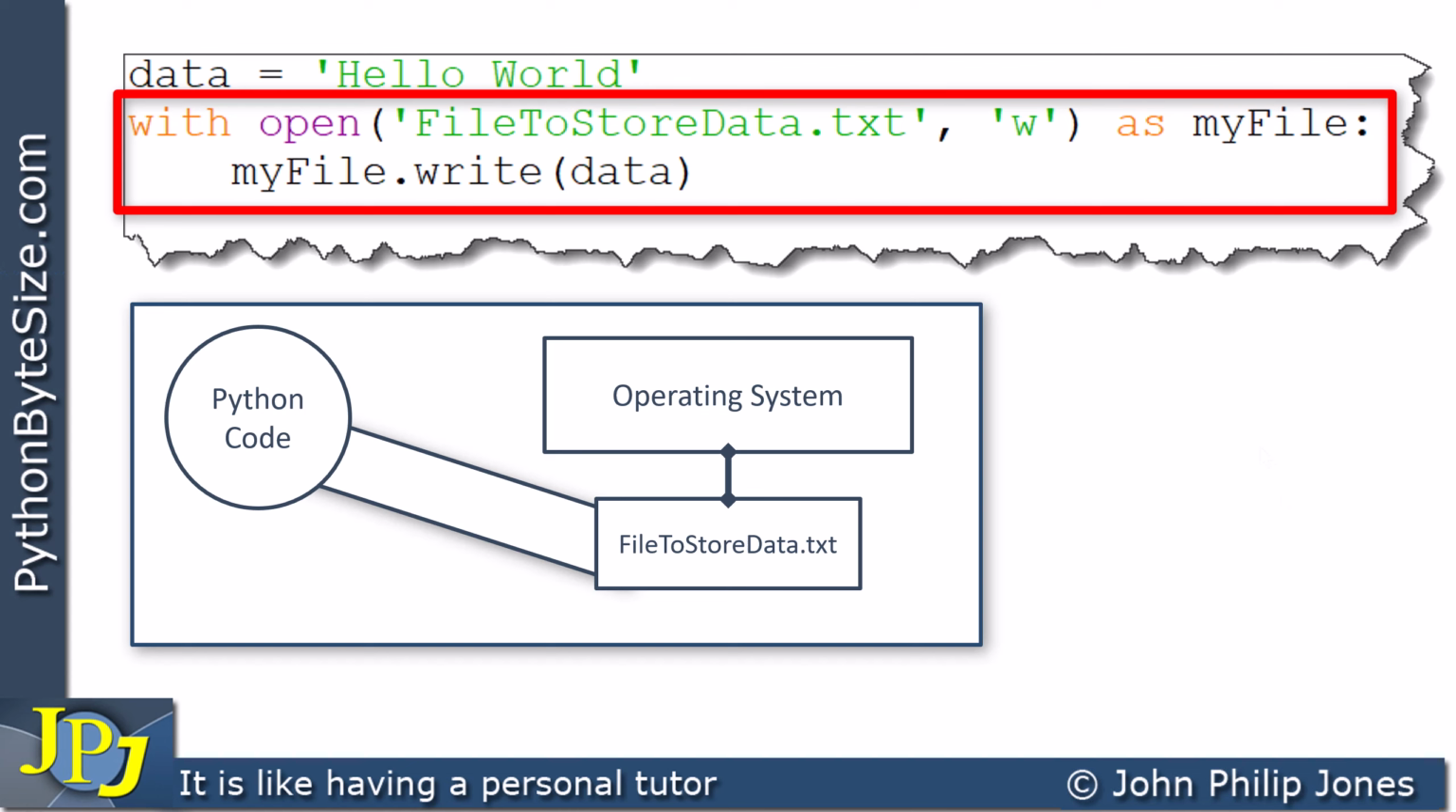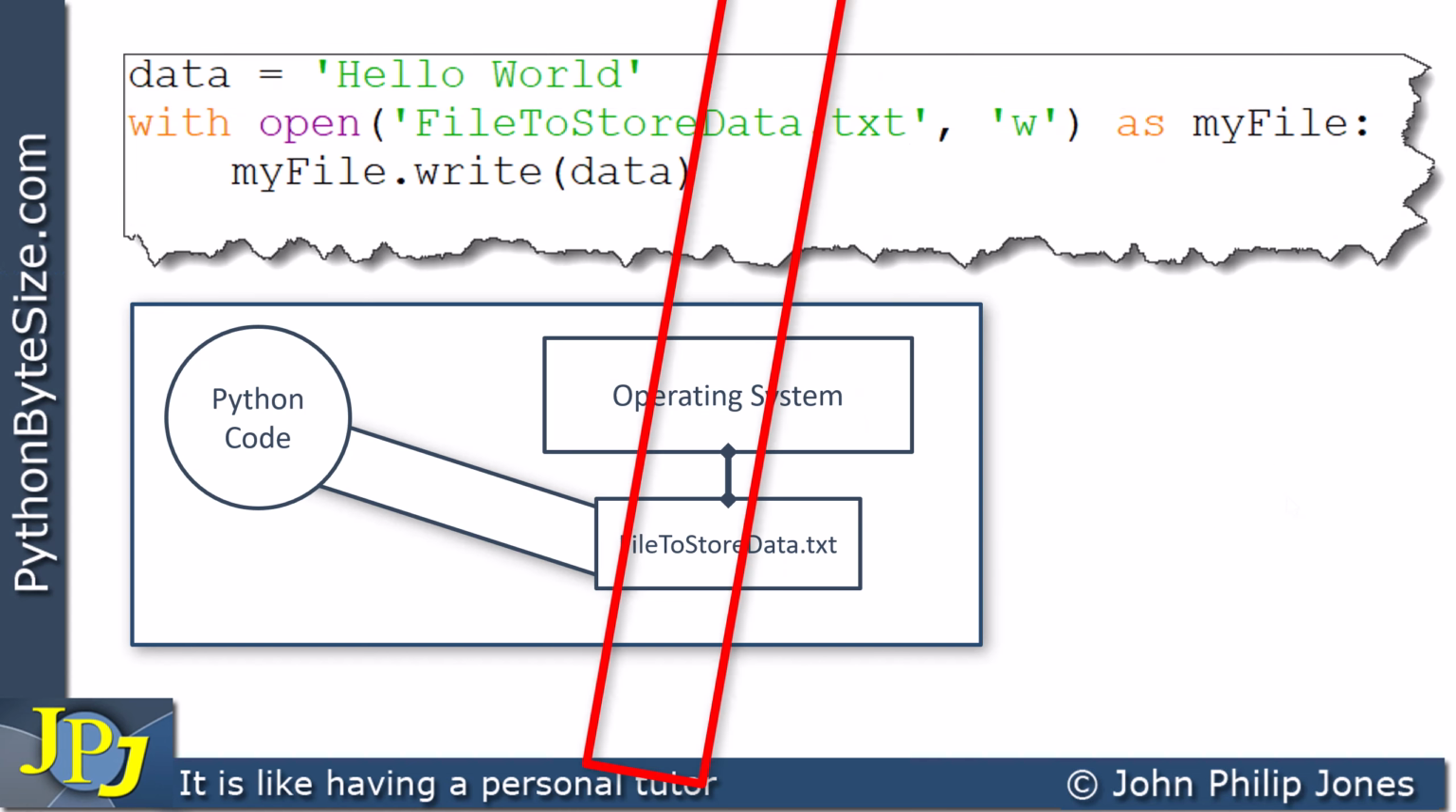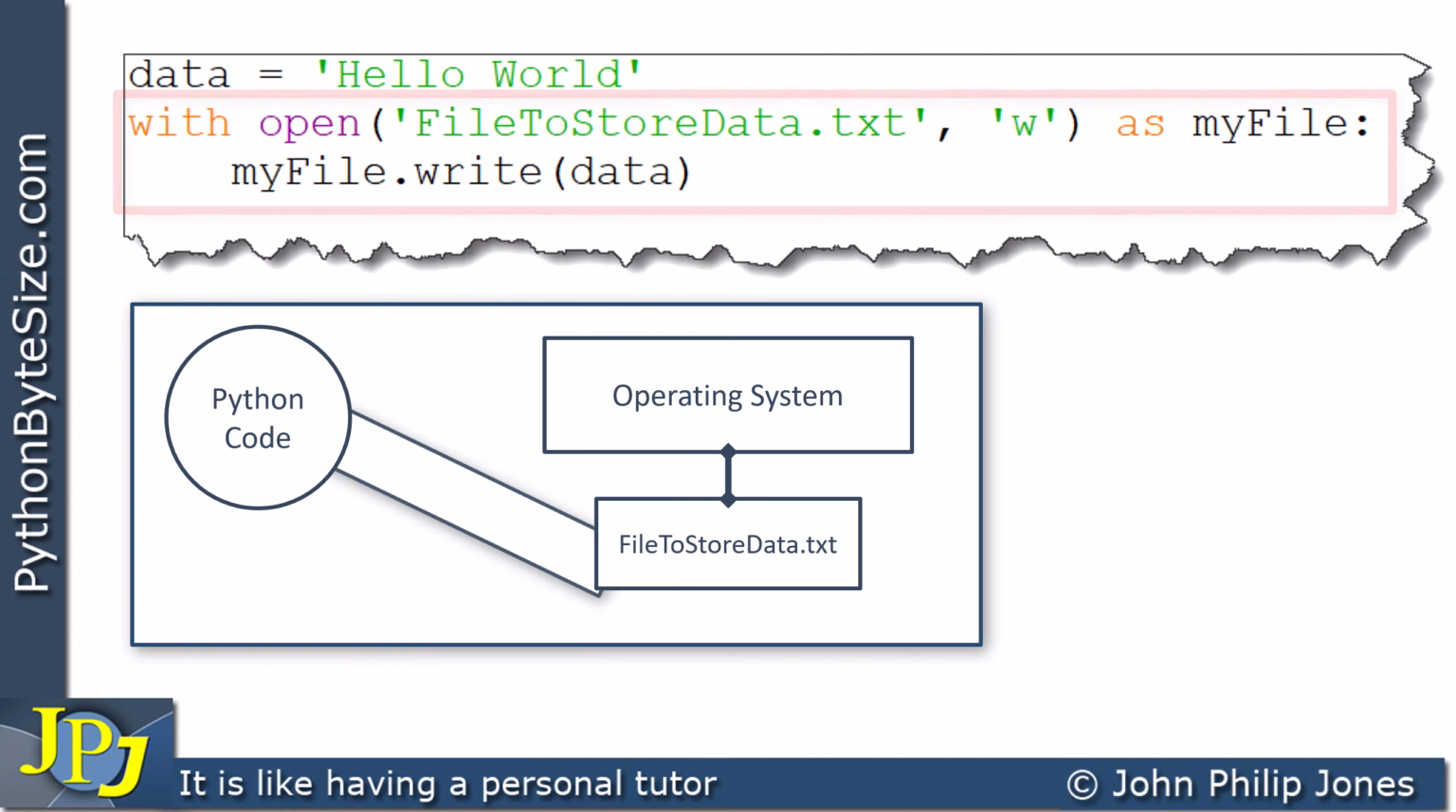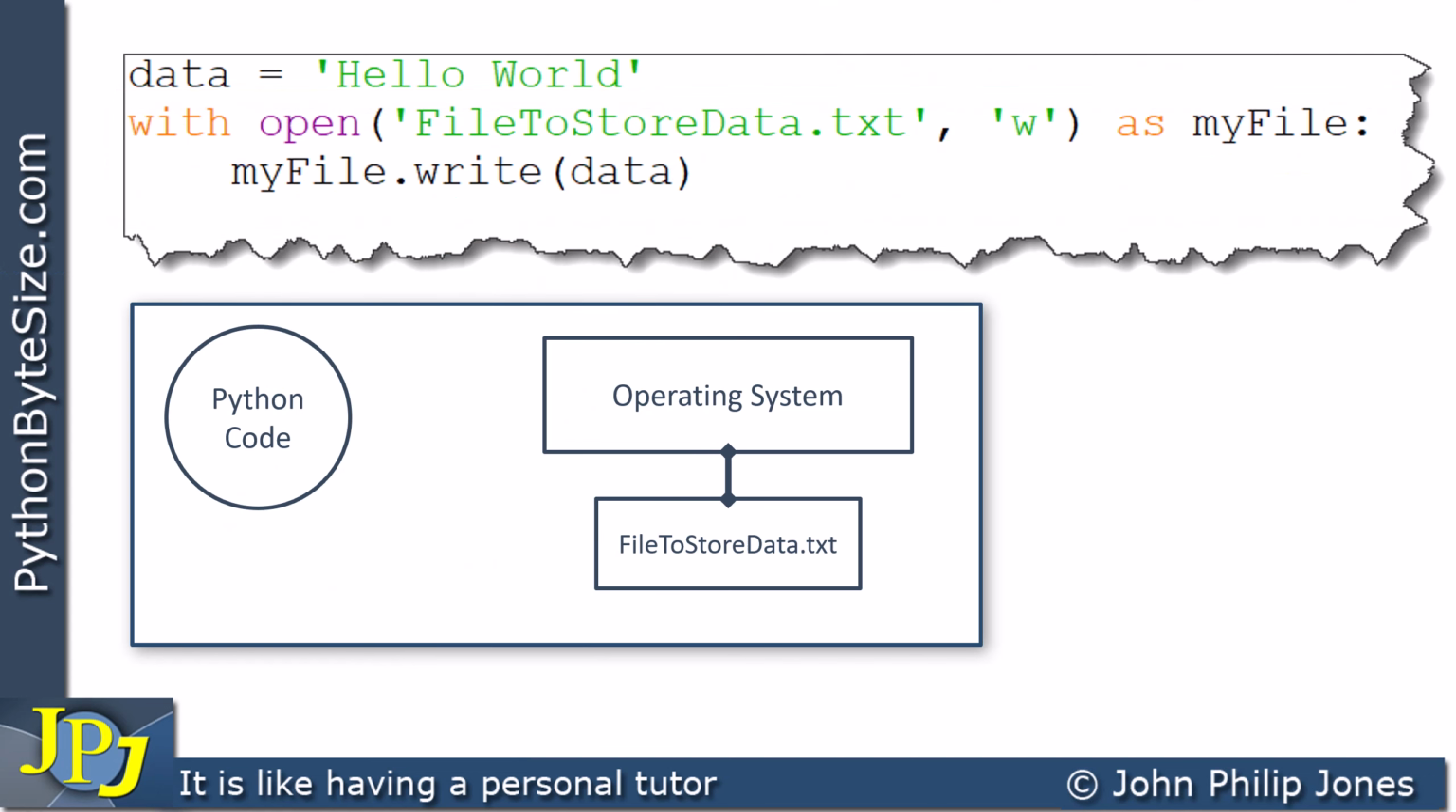So if you keep your eye on the schematic animation, you should see that when this finishes executing, the stream disappears together with all of the resources. So now we can see that the Python code has no relationship to the text file because the stream has been removed. But note that the operating system still has a relationship with the text file because the text file is part of the file system of the operating system.